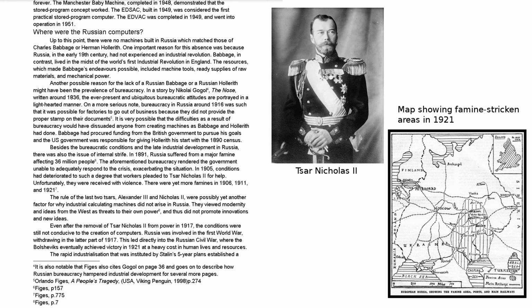Russia was involved in the First World War, withdrawing in the latter part of 1917. This led directly into the Russian Civil War, where the Bolsheviks eventually achieved victory in 1921 at a heavy cost in human lives and resources.